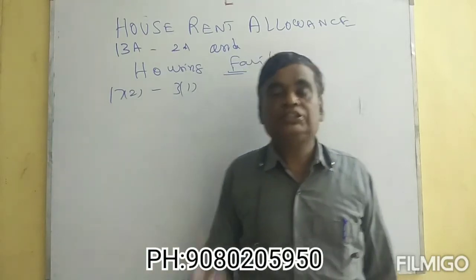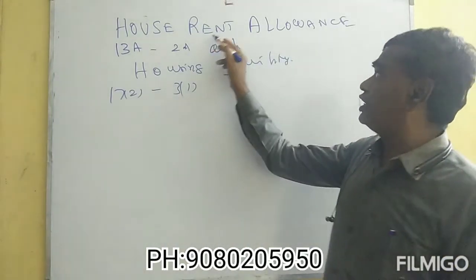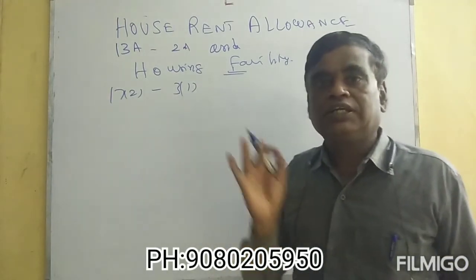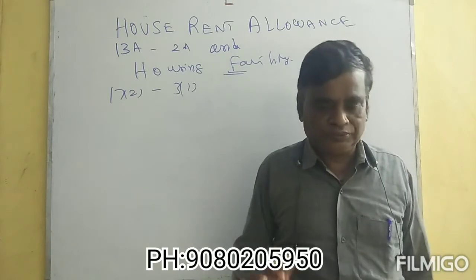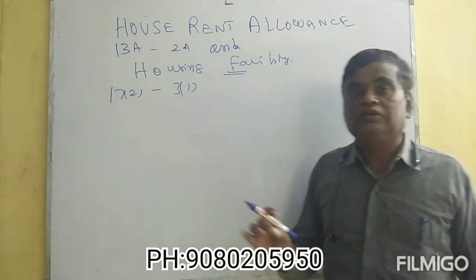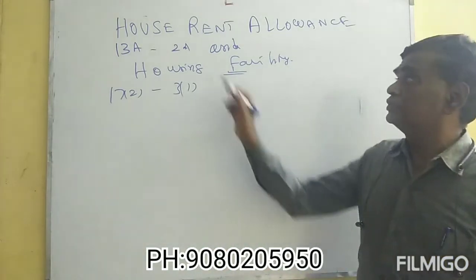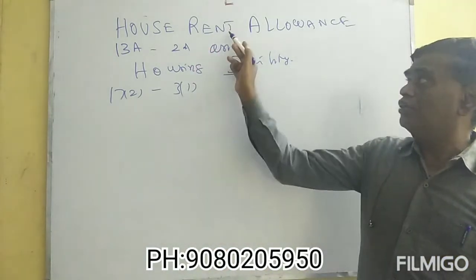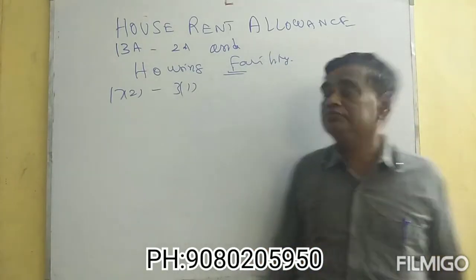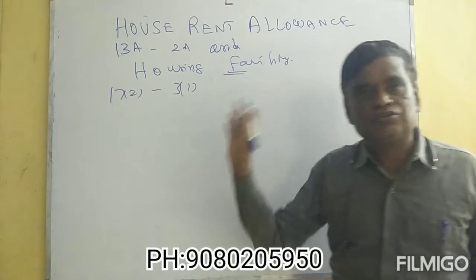Hello viewers, the two concepts that are to be discussed now are house rent allowance and housing facility under the head income from salary. We know the gross salary consists of basic salary, various allowances and various perquisites. Today we are discussing house rent allowance. It is one of the allowances. On the other hand, housing facility is one of the perquisites.